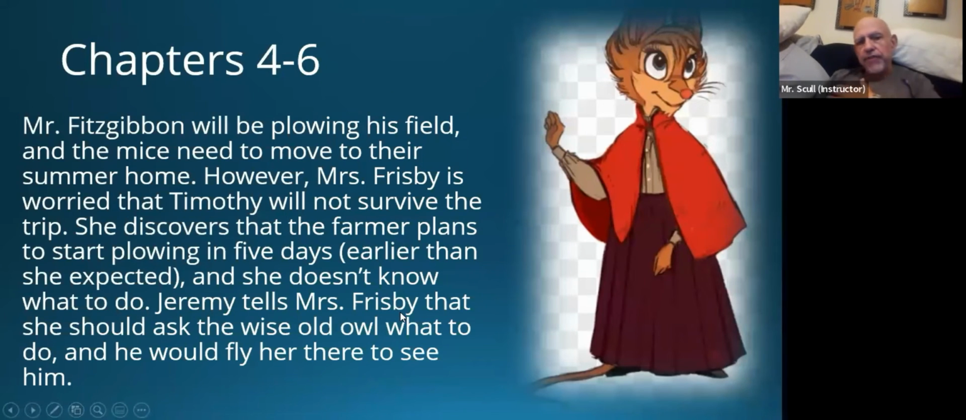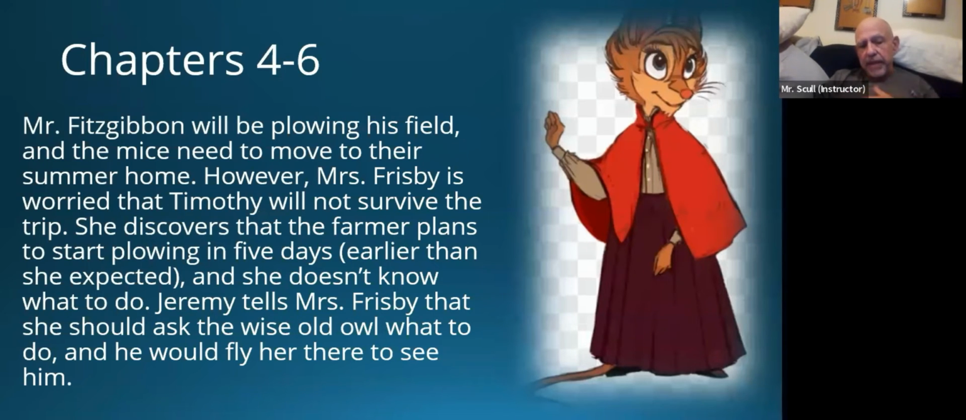Chapter 4 to chapter 6. Mr. Fitzgibbon will be plowing his field, and the mice need to move to their summer home. However, Mrs. Frisbee is worried that Timothy will not survive the trip. She discovers that the farmer plans to start plowing in 5 days, earlier than she expected. And she doesn't know what to do.